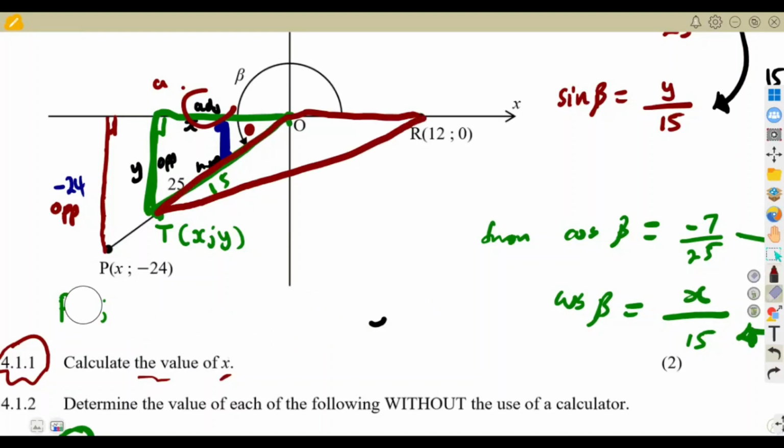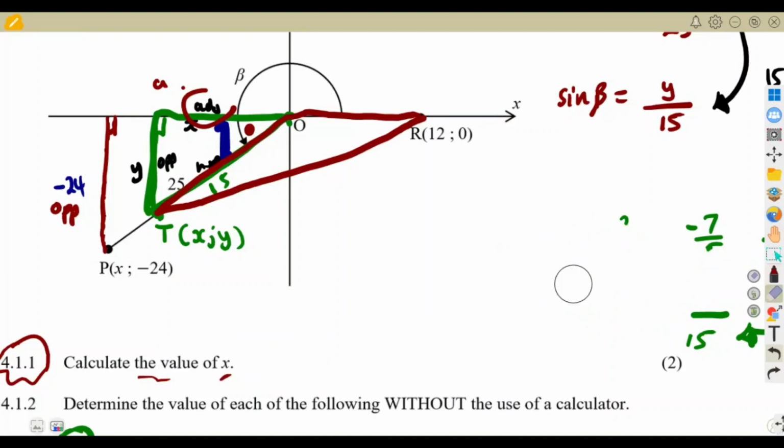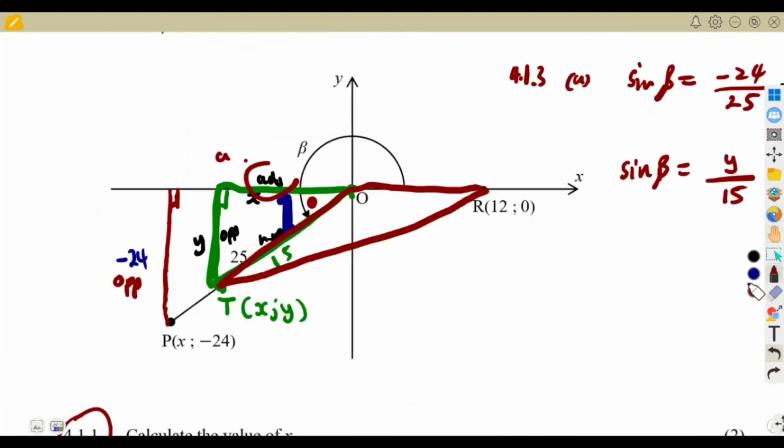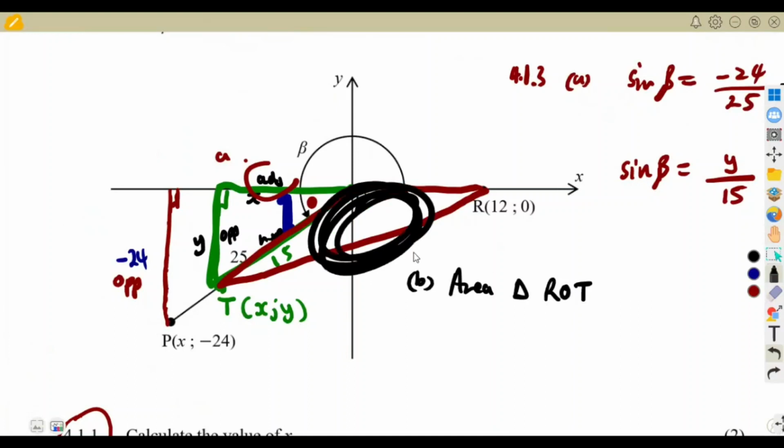All right. So if we check properly here, I'm just going to utilize this space, because if I move aside, guys, you won't understand me. This is 4.1.3b. So this is the B part. I hope you understand me. They want us to calculate the area of triangle ROT. The triangle here is a non-right-angled triangle.